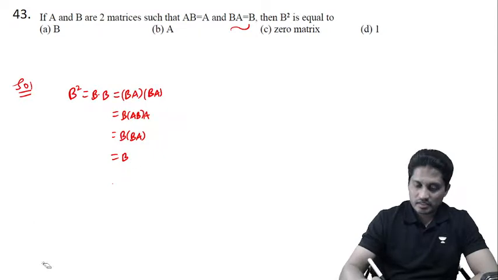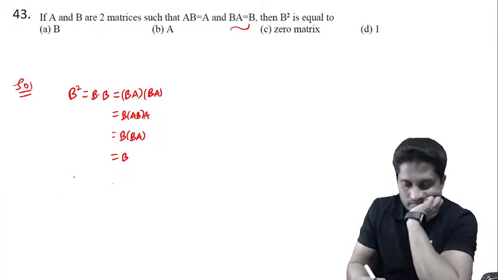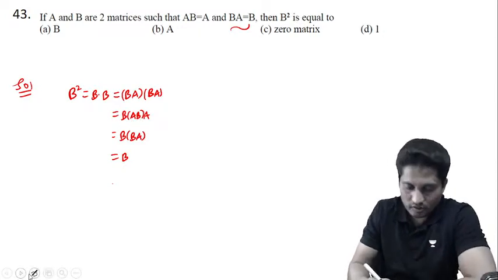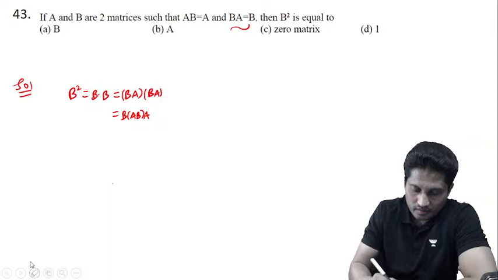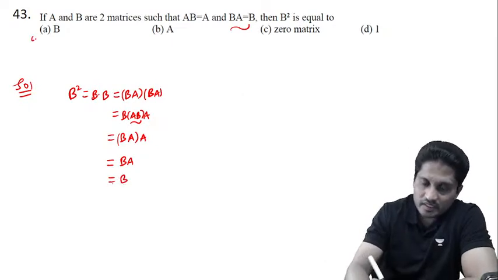B into A is equal to B. B is same as BA, AB is same as A, right? Sorry. This AB, B I'll keep as it is. This AB is same as A into A. Again BA is same as B into A. Again BA is same as B. B square is same as B. Answer is option A.